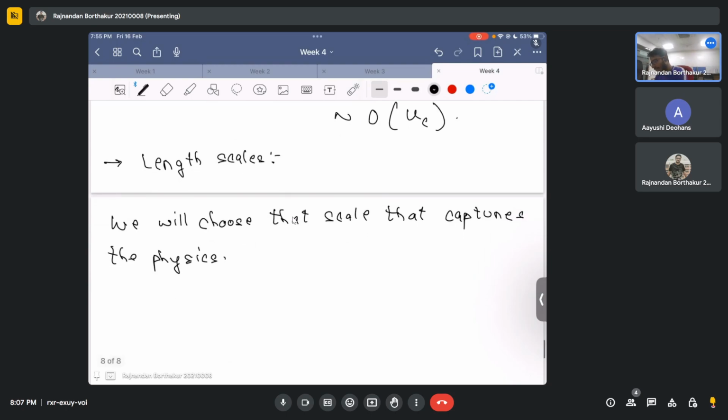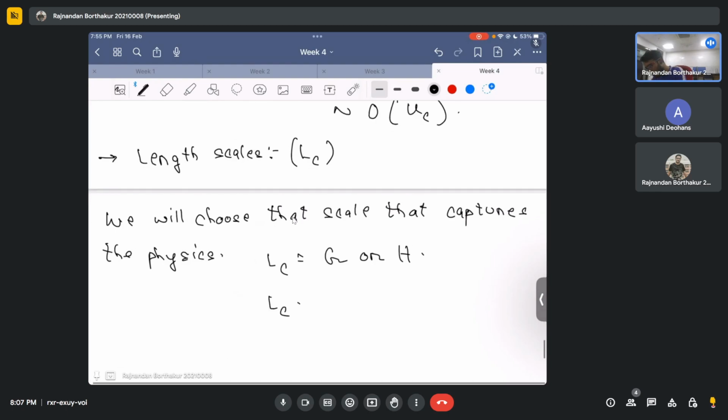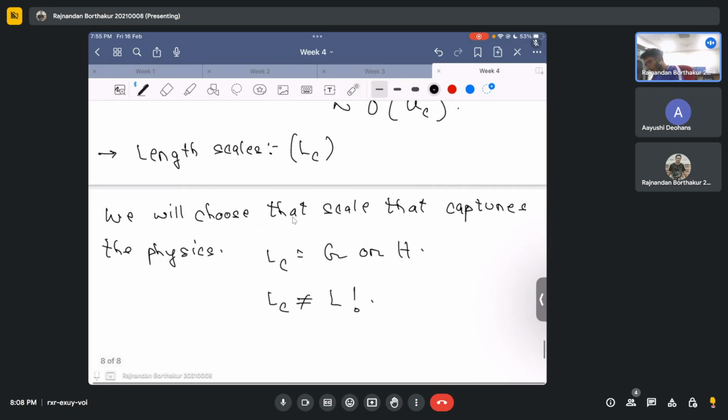Okay, and that's why the characteristic length scale, we will denote it as LC, you can choose either G or H, that is up to you. But you cannot choose length as L. So LC you cannot choose as L. This is something that is important. So moving on, I hope you understood this nicely.